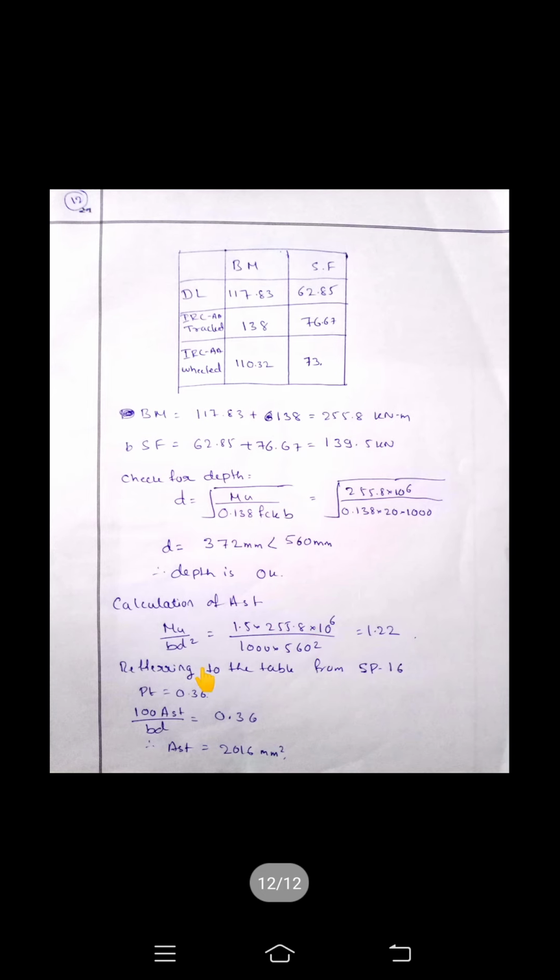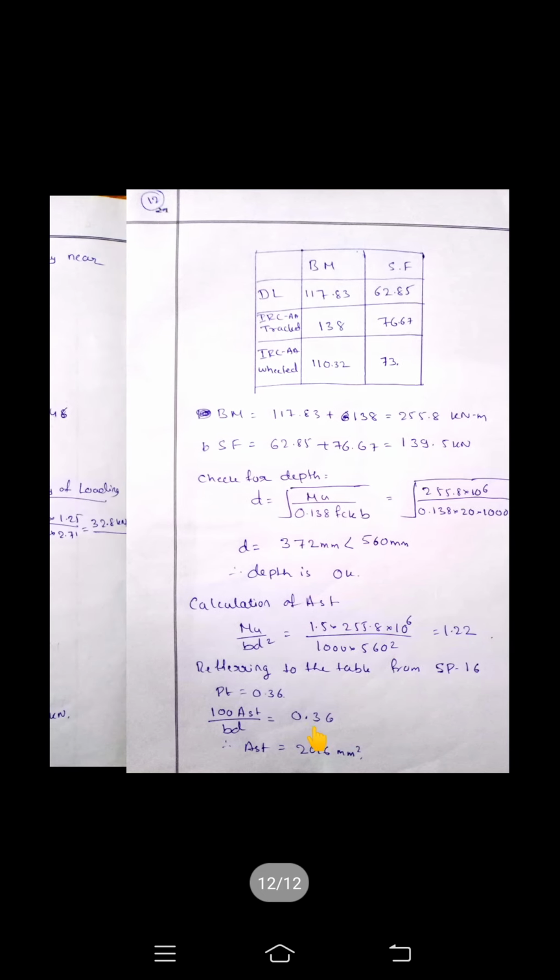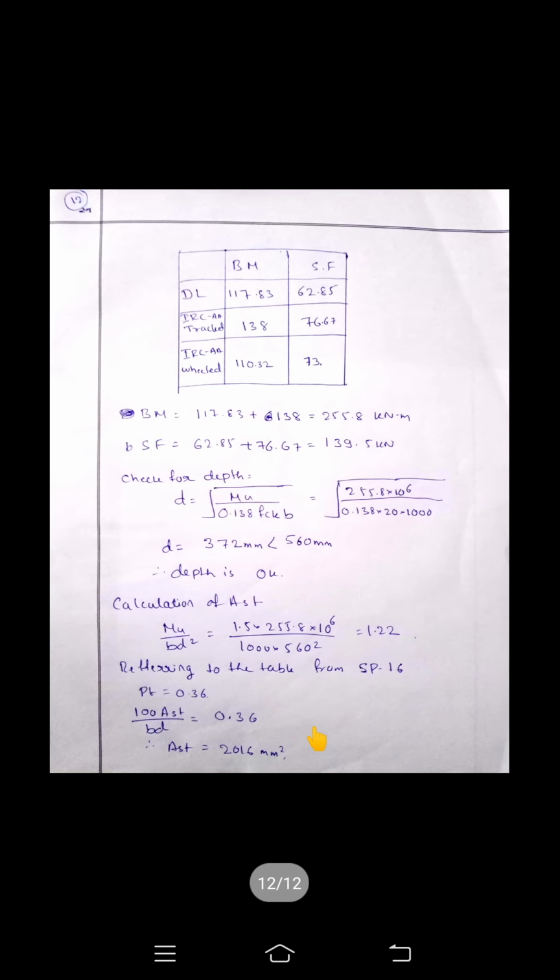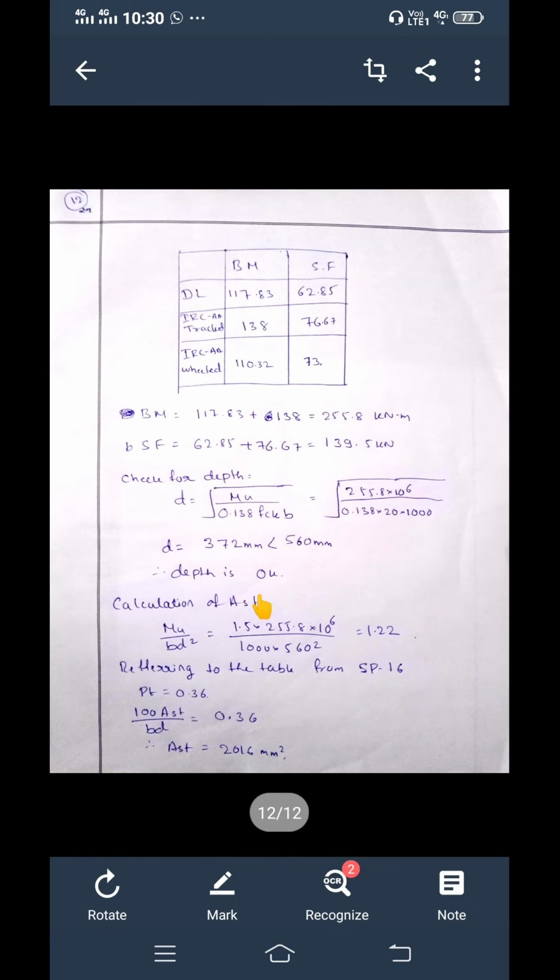So again we'll calculate the Ast here, that is Mu by b d square. It is unfactored, so make it the factored one. You got 1.22, and you can refer to the SP16 charts and find out the 100 Ast by b d. So pt will be 0.36. So by comparing these two, we'll get Ast as 2016 mm square. Further you continue the process, and detailing I will show in the next video lecture.